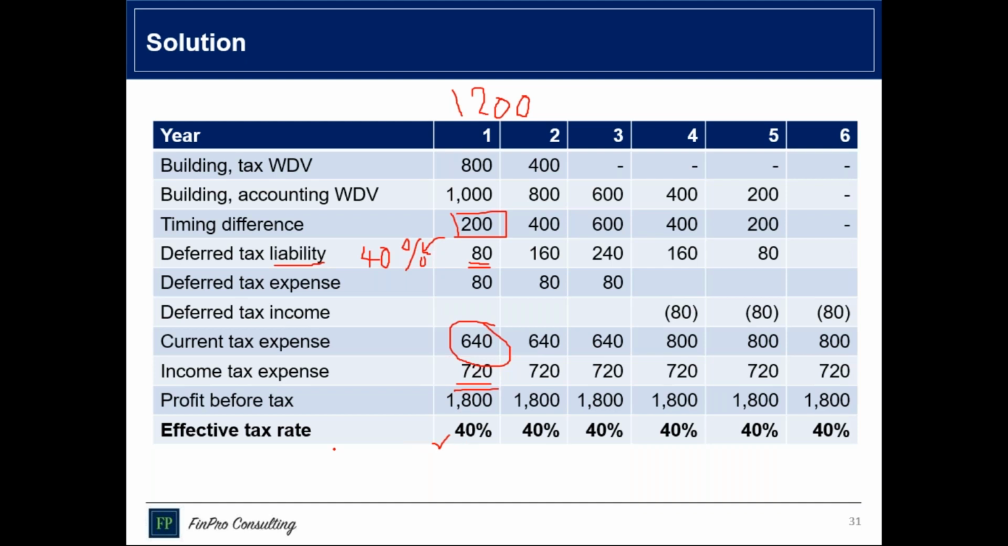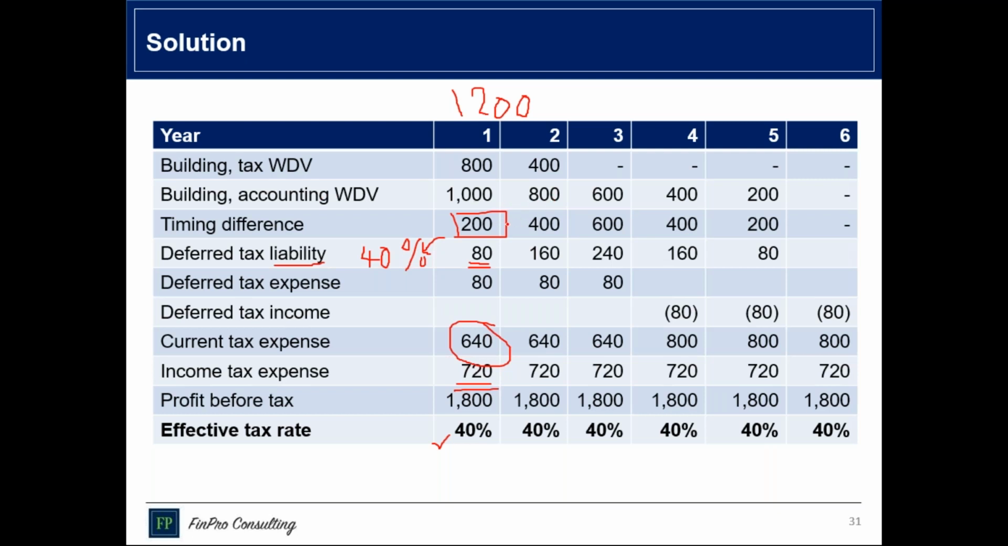So the objective of deferred tax creation is to match the effective tax rate to the statutory tax rate to the extent possible. I understand that this scenario may not work for the areas where there are permanent differences, but certainly, wherever there are timing differences, you will have to create a deferred tax. The similar situation will occur for the second, third, fourth, fifth, and sixth year. If you see the WDV of tax, it will be 400 and accounting WDV 800.